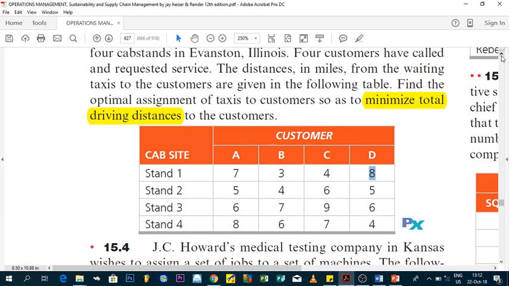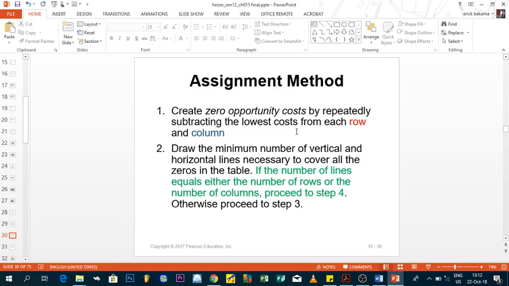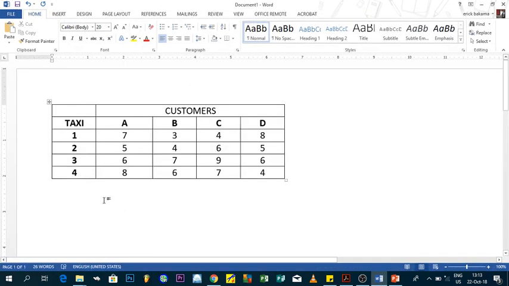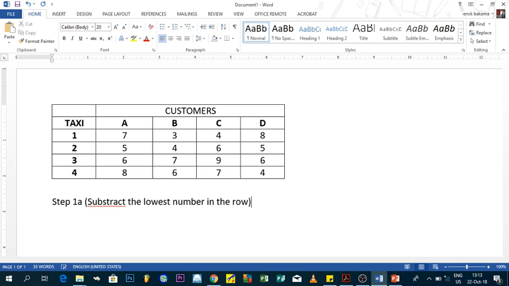Now we are going to go back to the steps that are given already. These are the steps. The first one is that we need to create a zero opportunity cost by repeatedly subtracting the lowest cost from each row and column. So we go back to our table here. By the way, this is the table of the exercise. So we're going to start with step 1a. Step 1a is to subtract the lowest number in the row. So this is what we will do.